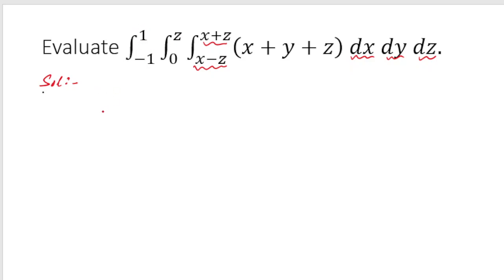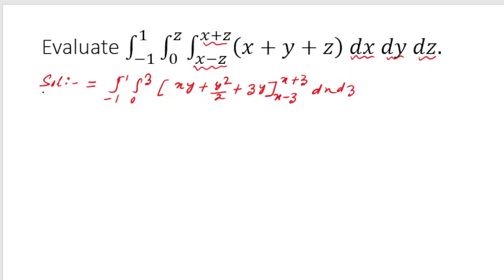So let us do the computation quickly. Nothing is special about this, we just need to be focused in the way we are going to calculate it. I'm not going to copy this problem directly, I'm just going to start the solution. So this is equal to the integral with limits minus 1 to 1 and then 0 to z, and first we have to integrate it with respect to y. So x is a constant, so xy plus y square by 2 plus zy, and the limit of integration is x minus z to x plus z, and then we have dx and dz.